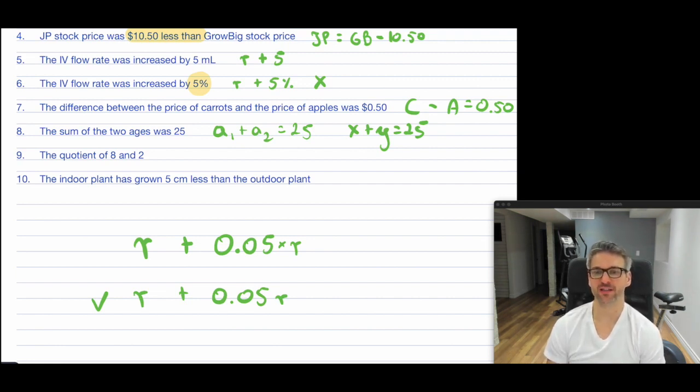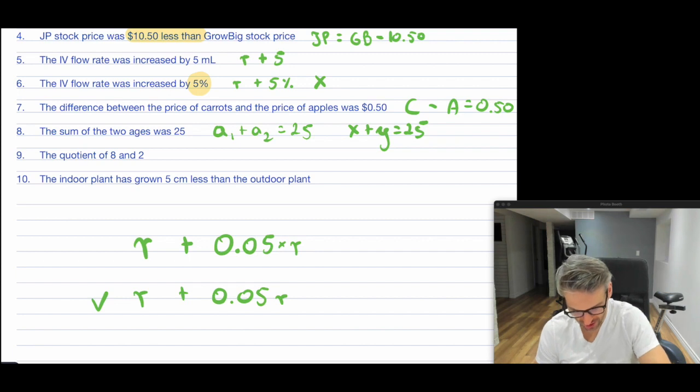Question 9, the quotient of 8 and 2. The word quotient means division. So this simply means 8 divided by 2.